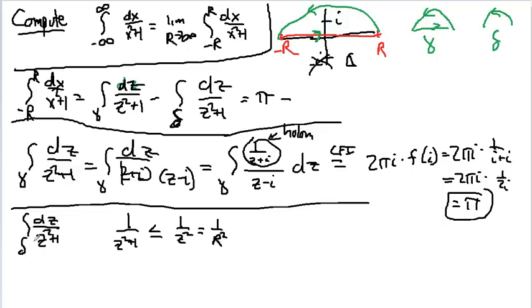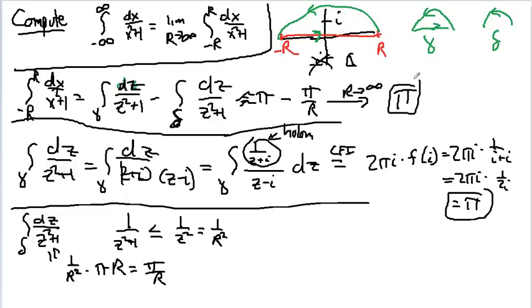So this thing is less than or equal to the maximum value of the integrand times the length of the arc, which is just half a circle, which is pi r. So this is equal to pi over r. So I get pi over r for this integral. So this is roughly that. And as r goes to infinity, this goes to zero. So the limit of this thing equals pi, and we're done.